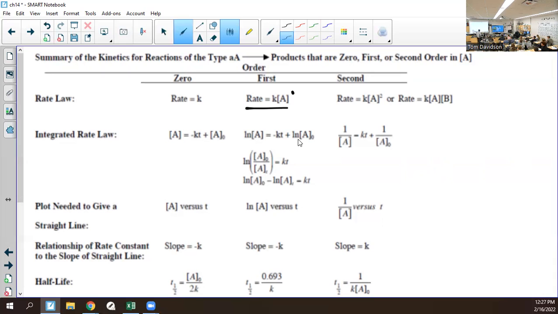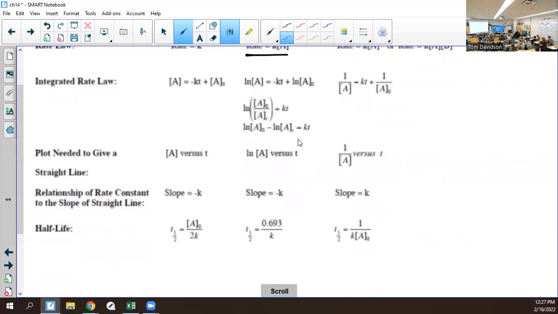Okay. Plot needed to give a straight line: A versus T, ln of A versus T, 1 over A versus T. All right, relationship of rate constant to the slope of the straight line: slope is negative K, slope is negative K, slope is K. And then there's the half-lives. And these won't be tested.